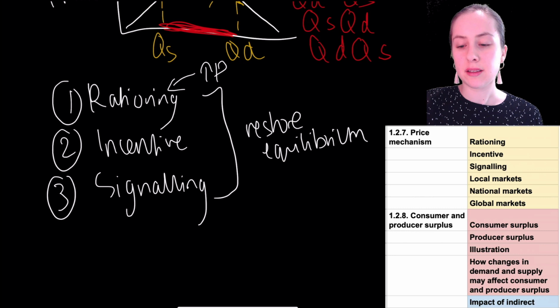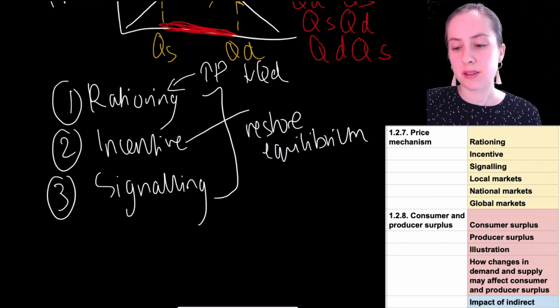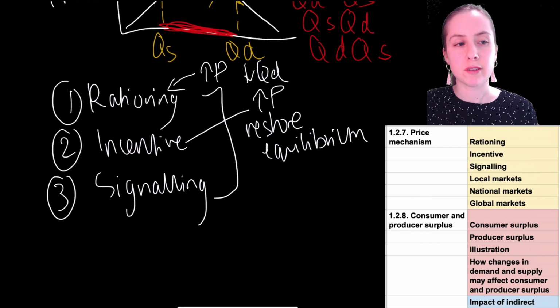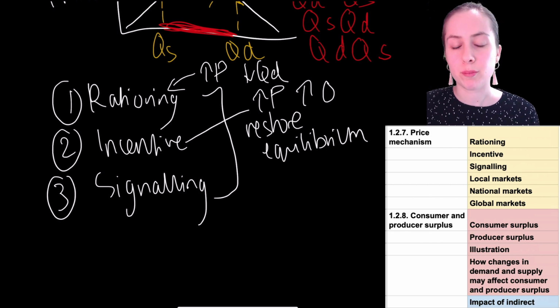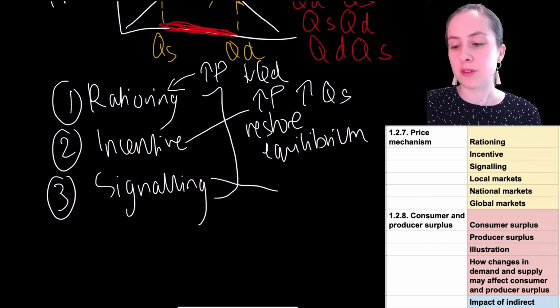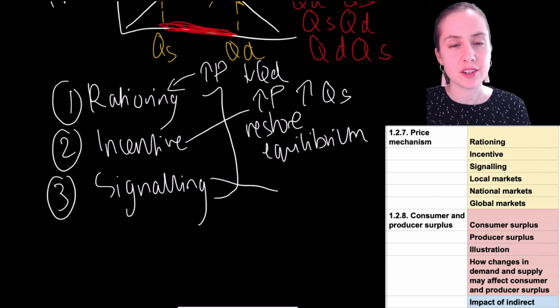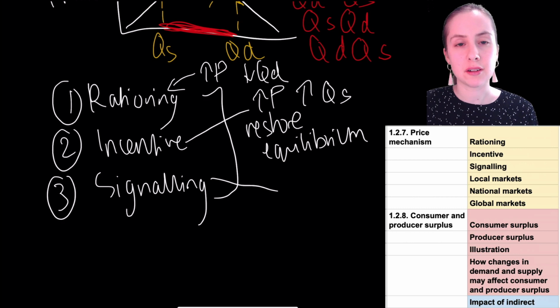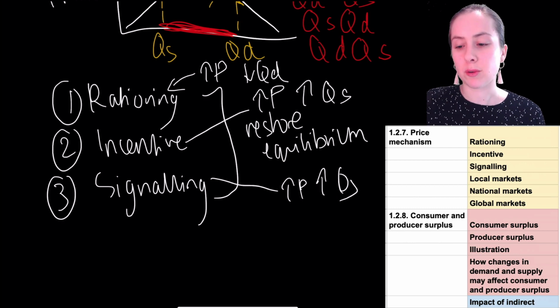Rationing is the idea that higher prices mean consumers can't afford the goods. They reduce their quantity demanded. Incentives is the idea that higher prices mean firms think, ooh, maybe there is a profit opportunity here for me. So firms want to supply more. The signaling is that price change that just makes firms realize that there is an opportunity here, and the incentive then is, oh yeah, I can make more profits.